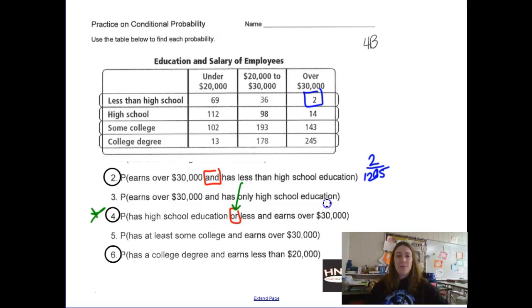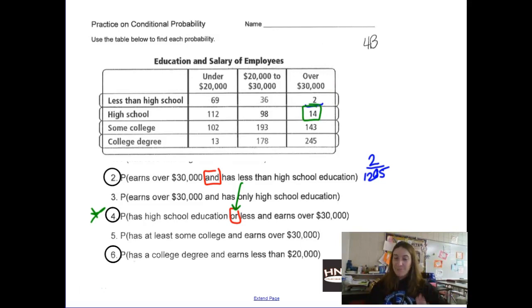When they say the word or, you have to be careful, because remember the or formula has some overlap because of the Venn diagram idea. These are not mutually exclusive events. So you have a high school education, or you earn less than 30,000. What you could do is find all the people with high school education. Now this table in particular doesn't give you a total box, so that's kind of annoying. And then you could add it to all the people who earn over 30,000, but then you'd have to subtract off the people that you double counted. The people that you double counted are the high school education people who earn over 30,000. Those 14 people are going to be counted twice if you do that formula.